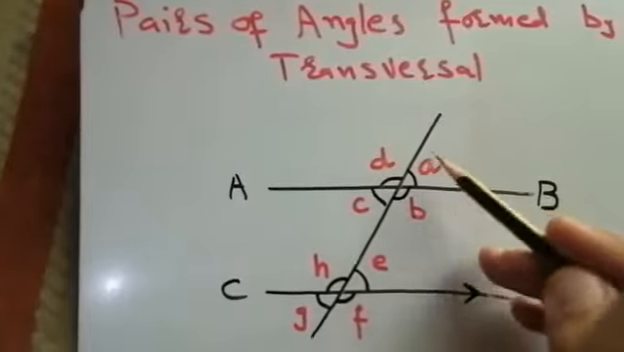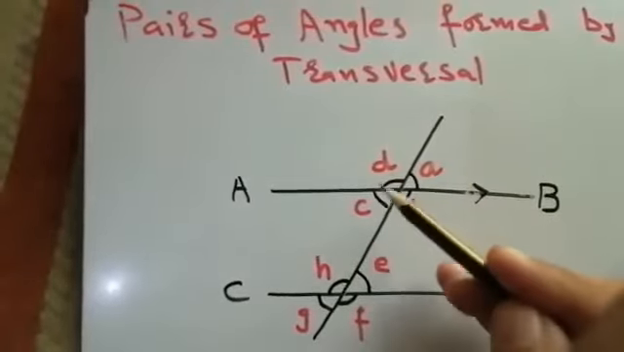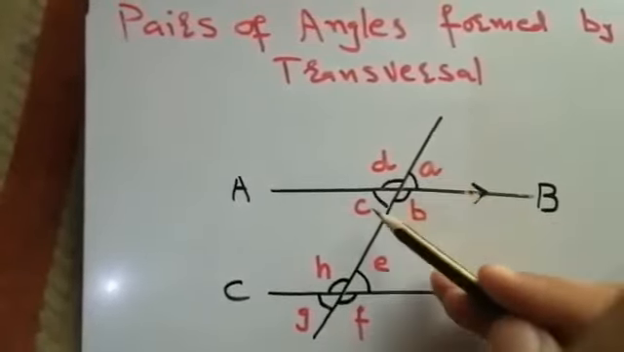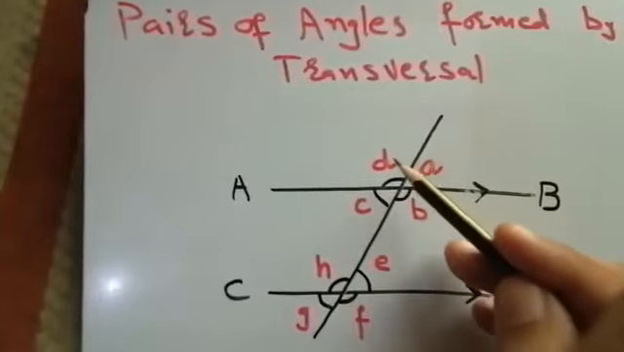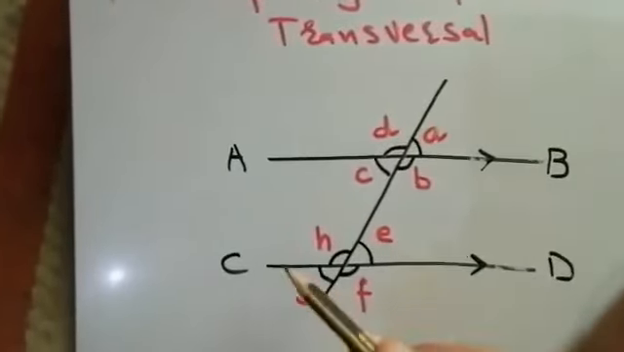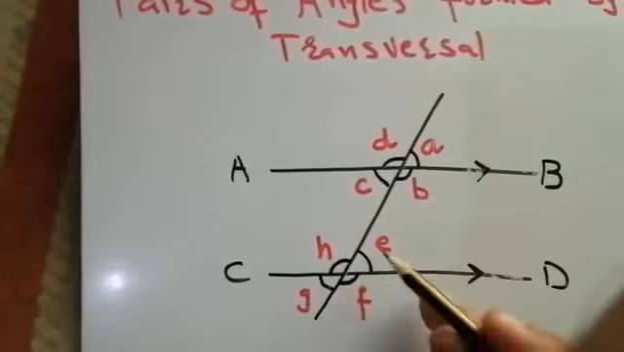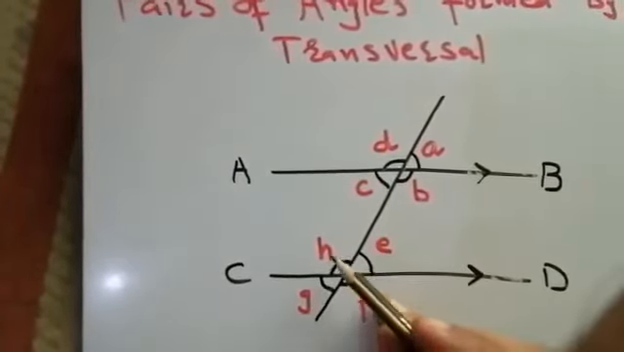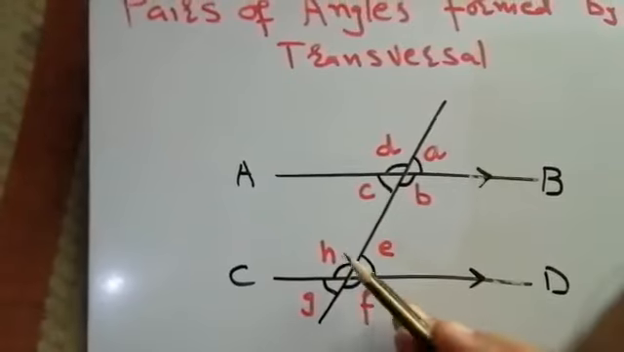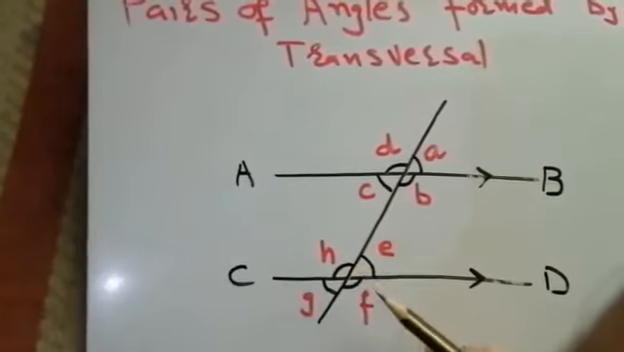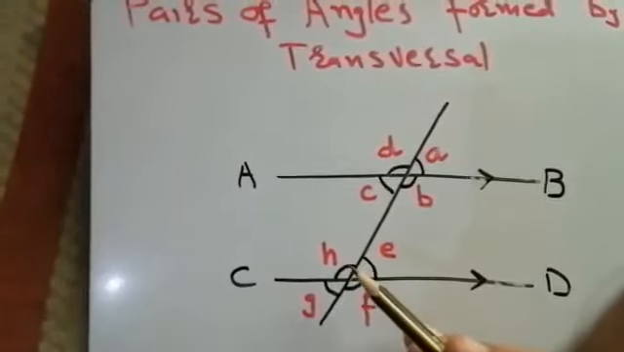So in this way, you can find two pairs of vertically opposite angles here: angle A and angle C, angle B and angle D. In the same way, if we look at this part of the diagram, angle E and G are a pair of vertically opposite angles, and angle H and angle F are a pair of vertically opposite angles, and these will be equal in size.